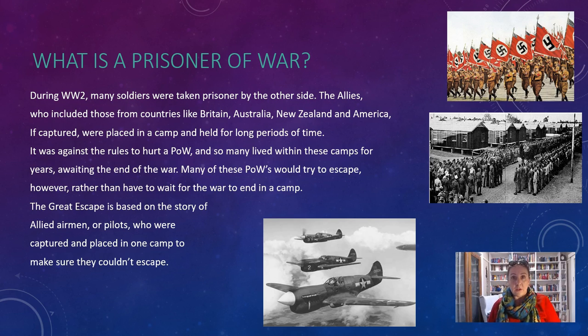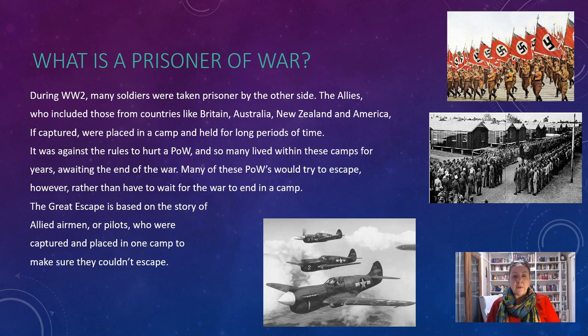So some of them were used for ransom. If they were able to capture a really high-ranking officer, then they would use that to try and bargain their way into getting their own prisoners back, or, you know, all sorts of things. Many of the POWs would try to escape, however, rather than have to wait for the war to end in the camp, because they didn't know when the war was going to end.